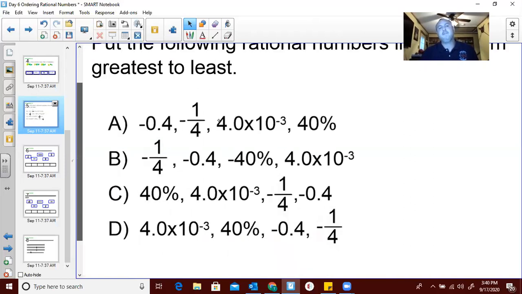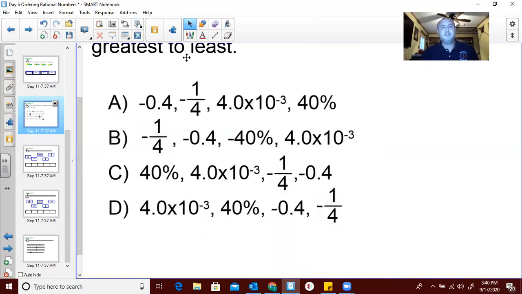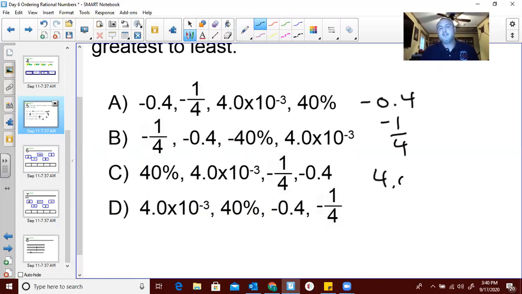So we see again, it's 4 numbers, just in different orders. So let's switch here. I have negative 0.4, I have negative 1/4, I have 4.0 times 10 to the negative 3, and I have 40%. Now I know that this is already a decimal, so I'm good. I know that negative 1/4 is going to be negative 0.25.